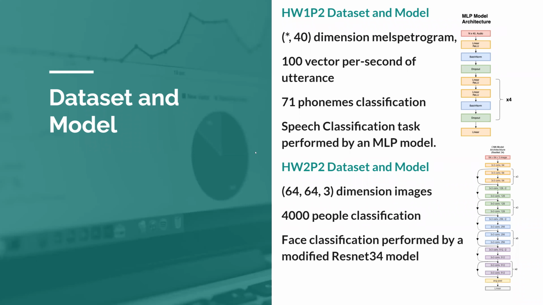The datasets and models used in the project are datasets and models from Homework 1 Part 2 and Homework 2 Part 2. The MLP and CNN models could achieve above 80% accuracy in their respective classification tasks. Therefore, these two models serve as good baselines to evaluate the performance of our quantization methods.